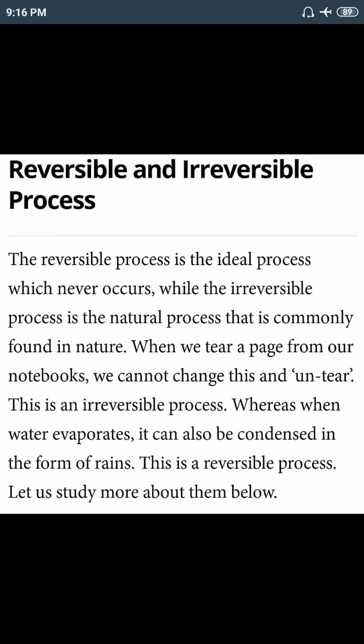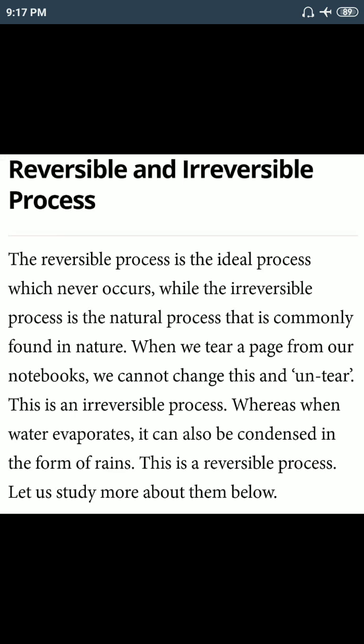Next is the reversible and irreversible process that we already discussed in the first video, in this PDF. A reversible process is an ideal process, but in reality it is not possible, which never occurs. While the irreversible process is a natural process, and this is commonly found in nature.